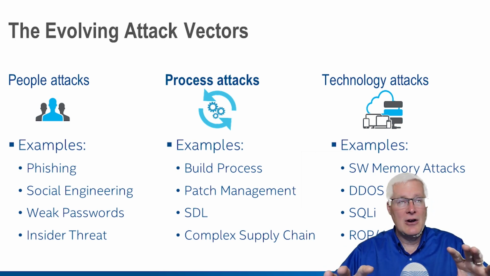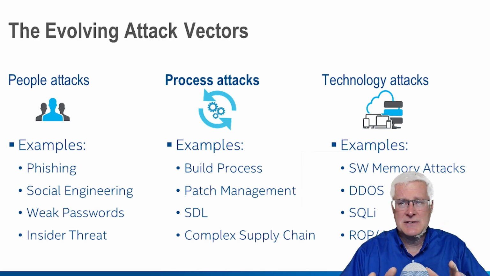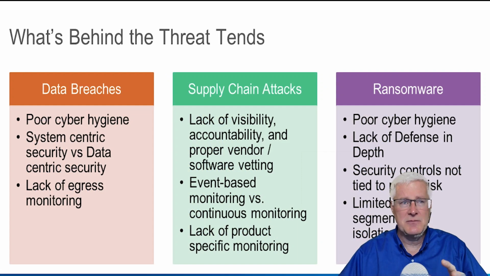Now, if we look at what is happening behind these attacks, we find some common threads. If you look at data breaches, supply chain attacks, and ransomware, the three big ones there, of the five, let's focus on these three. We see a common thread: poor cyber hygiene. And these are basic things, right? Like password protection, setting access management. These are basic things, which we'll talk a little bit about in a minute. But there's other things that we're seeing here too.